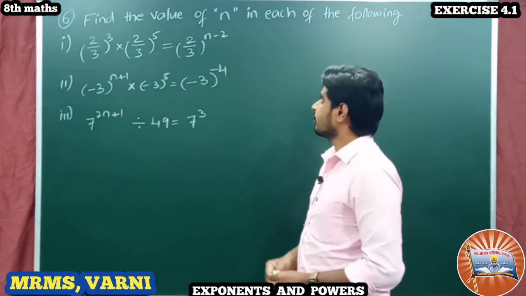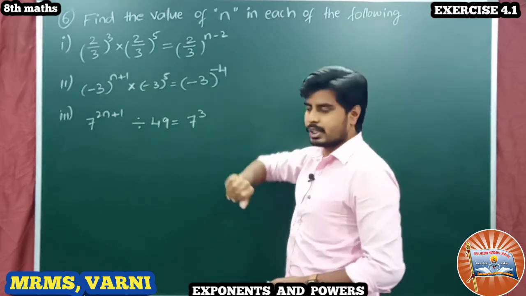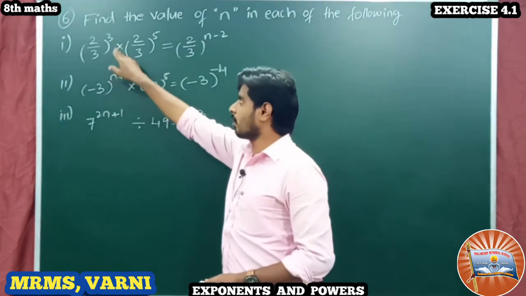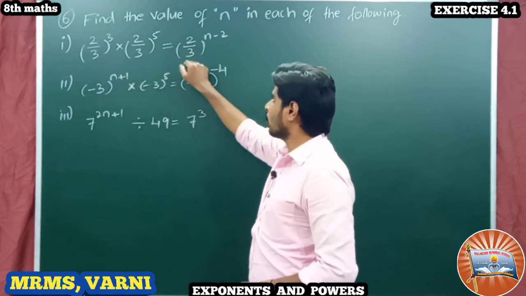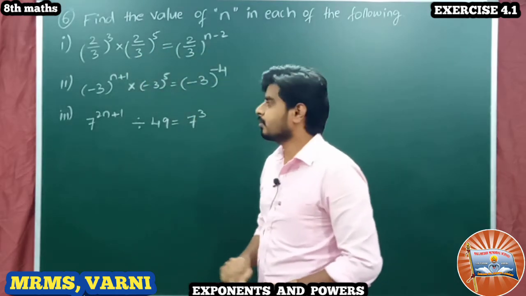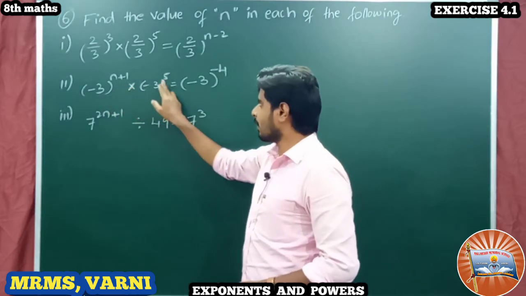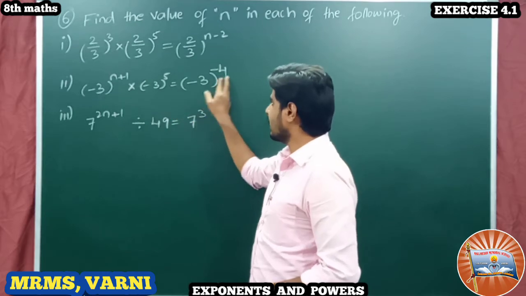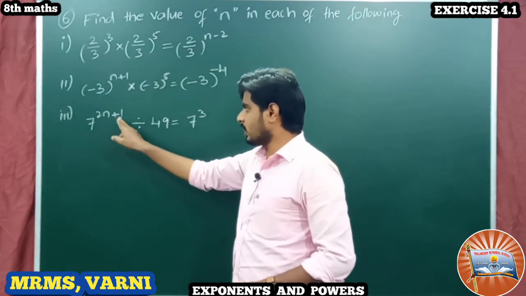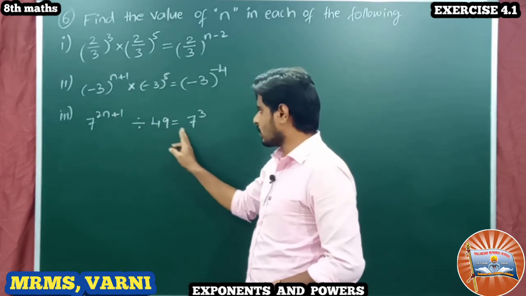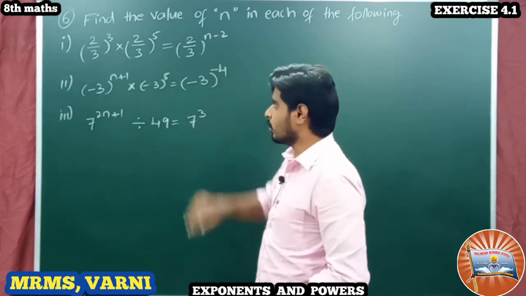Look at the question. Find the value of n in each of the following three questions. First one is (2/3)^3 × (2/3)^5 = (2/3)^(n−2). Second one, (−3)^(n+1) × (−3)^5 = (−3)^(−4). And third one, 7^(2n+1) ÷ 49 = 7^3. So here we have to find the value of n in three problems. Okay, right?